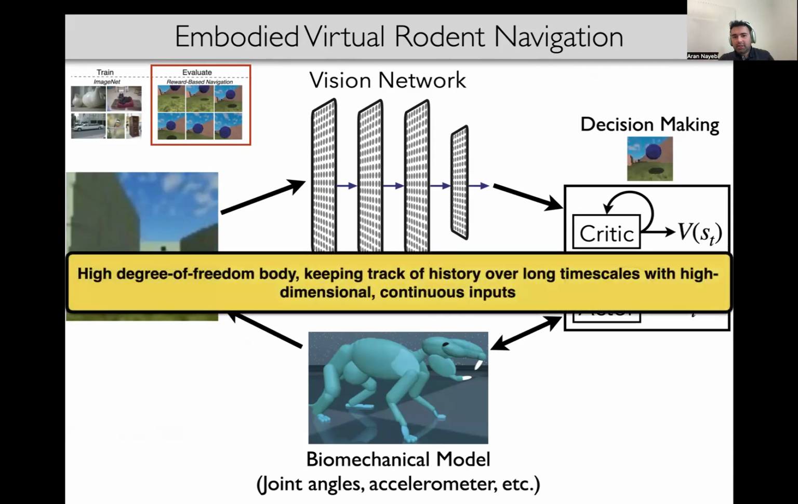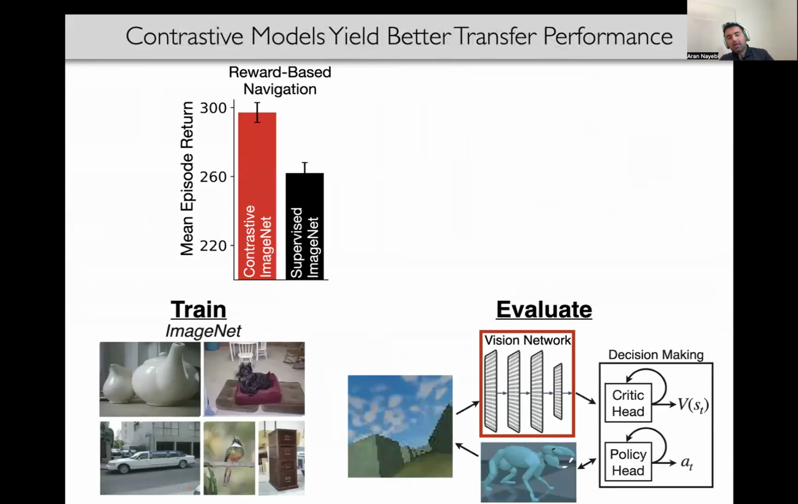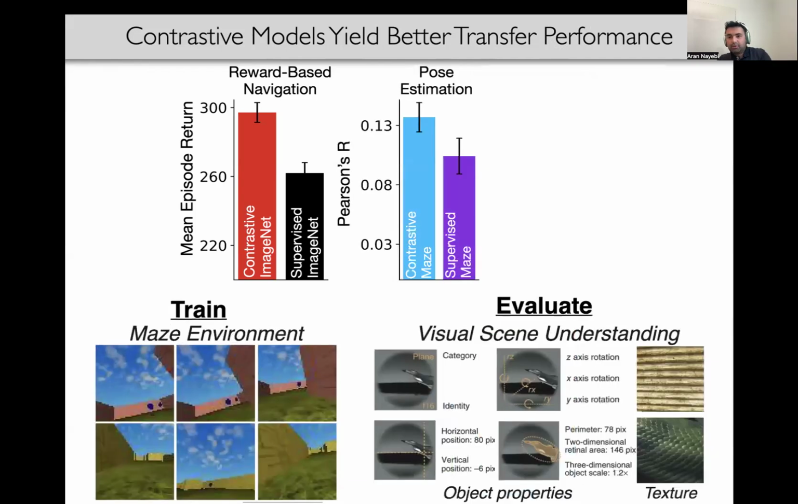And this is actually a challenging RL problem because it's biomechanically realistic. There are lots of degrees of freedom, and furthermore, you have to do this navigation task. You have to keep track of history over long time scales with high-dimensional continuous inputs. And what we see is that if we take various choices of this visual cortex and train an RL policy on top of it to do this embodied virtual rodent navigation, the contrastive models, the ones that best match mouse visual cortex, do better on this reward-based navigation task than the category-specialized models in black here, where the y-axis is the mean episode return.